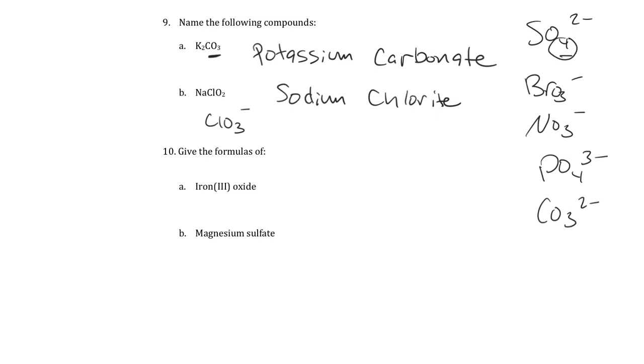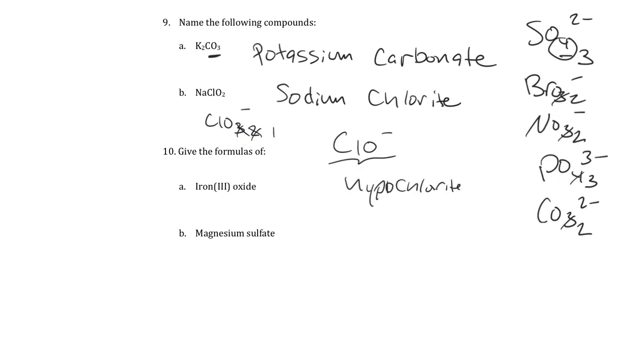And then if you lose an O, keeping the charge the same, this would be ite: bromite, nitrite, phosphite, carbonite. If you lose a second O, which is only common in the case of chlorine, bromine and iodine, if you have ClO minus, this would be hypochlorite. And if you add an O, ClO4 minus, picking up an extra O, we go per, so perchlorate.